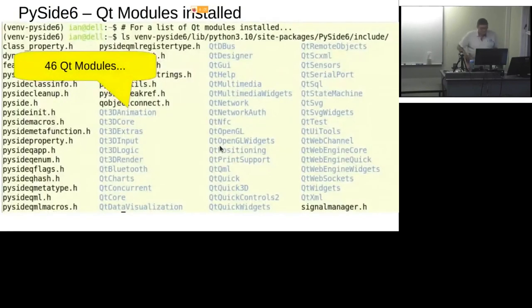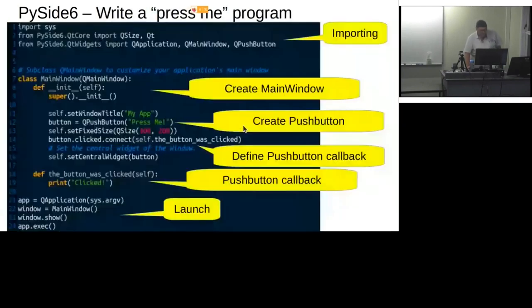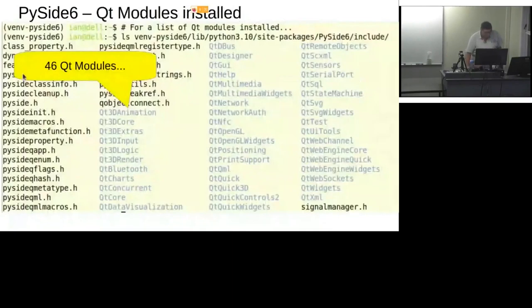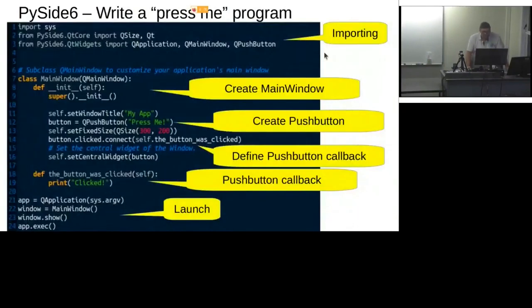If we look into our virtual environment, we've got Python 3.10 site-packages, PySide, include, and these are all the folders. So I think there's 46 Qt modules. So all the classes would be residing off those folders. Don't know why they sit in there. Stuff gets compiled. Well, you can build extensions. Sometimes Python extension modules allow you to build other extension modules that look into them. Mm. So that could be what that is. Yeah. Okay.